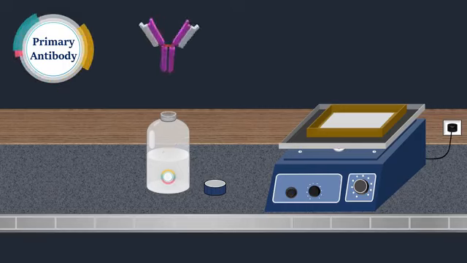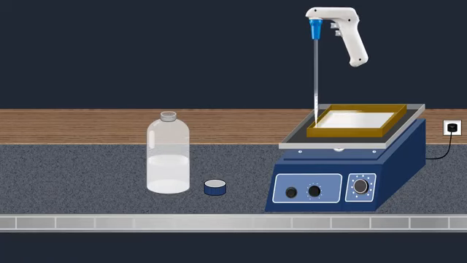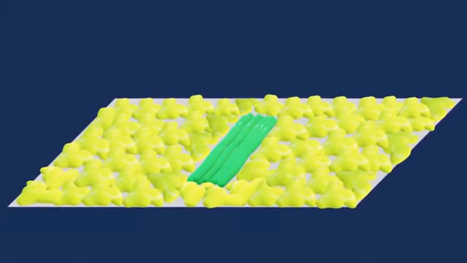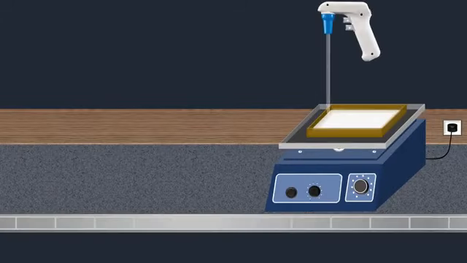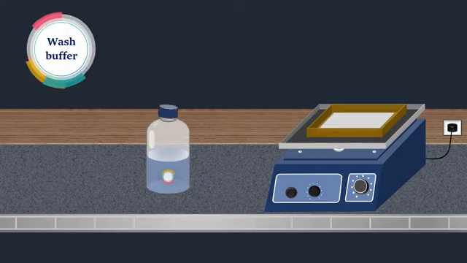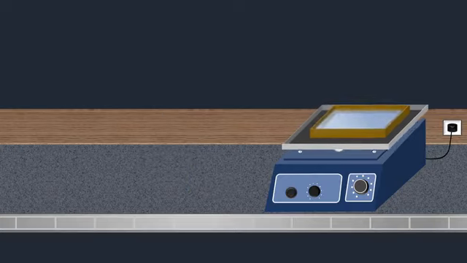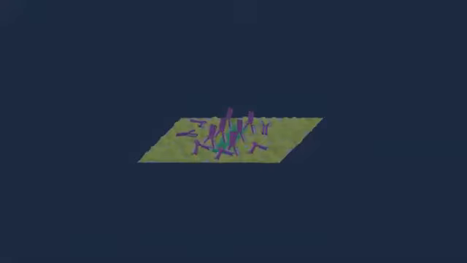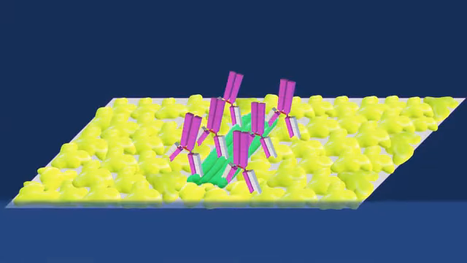Then a solution containing the primary antibody is poured into the tray. Next, the membrane is incubated under gentle agitation. The primary antibody binds to the specific target protein. Following incubation, the primary antibody solution is removed. Then a wash buffer is poured. Next, the membrane is incubated on the rocking platform. The membrane is washed several times in wash buffer to remove unbound primary antibody and thereby minimize background.